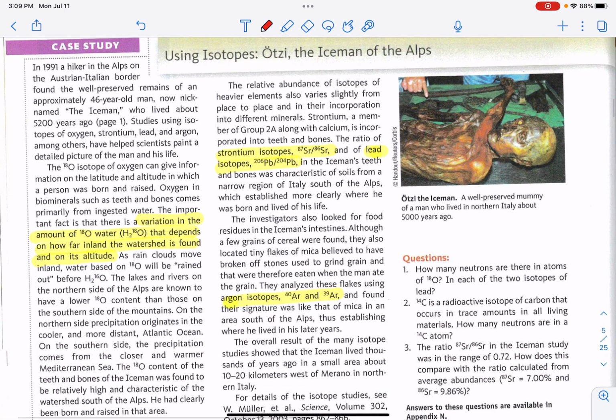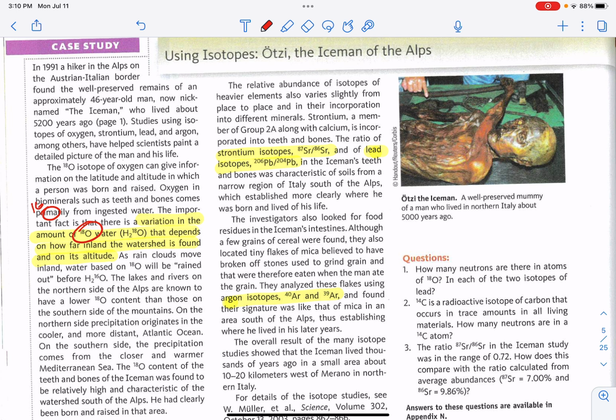This case study revisits Ötzi from the introduction to our textbook and how they used isotopic analysis using oxygen-18. The most common isotope of oxygen, of course, is oxygen-16. But they use this isotopic ratio of oxygen-18 to oxygen-16.